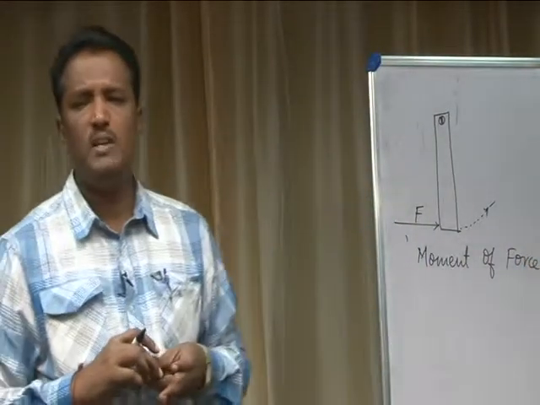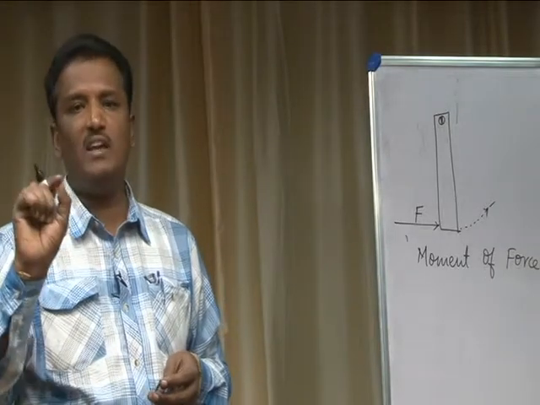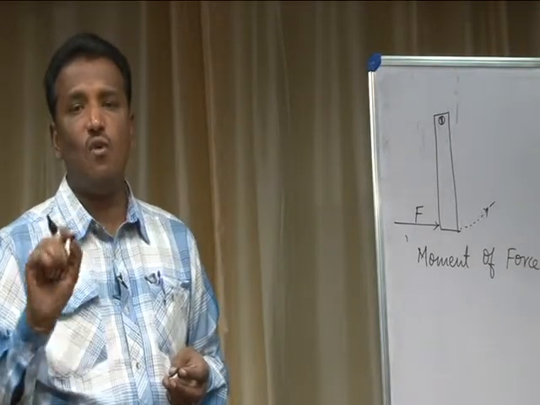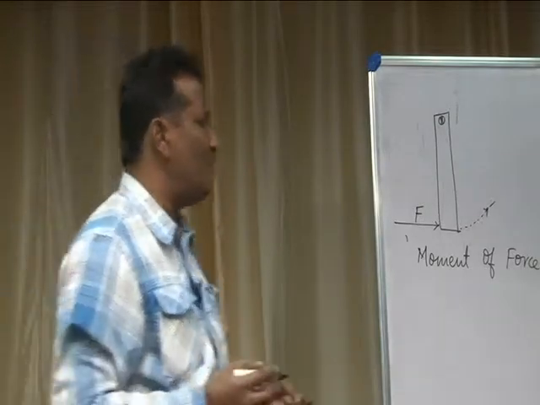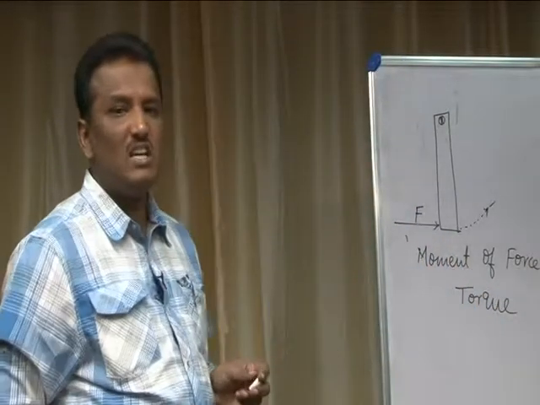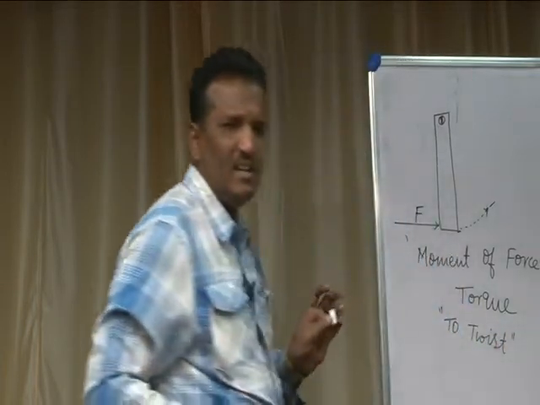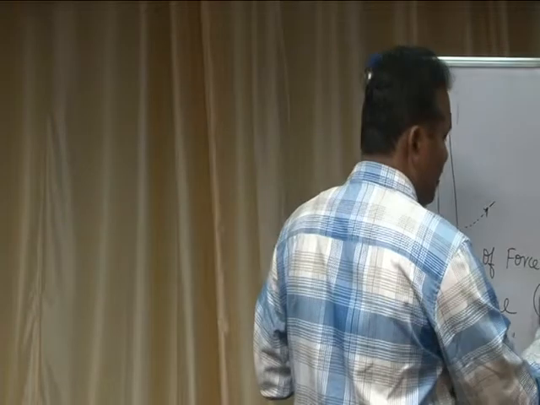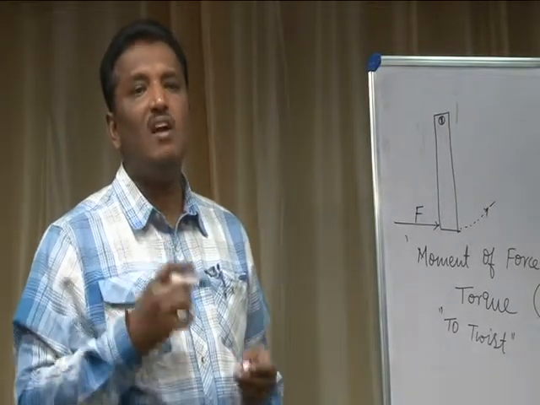So, what does moment of force mean? Simply, moment of force is nothing but a rotating effect due to force. The rotating effect of a body due to the influence of force is called a moment of force. It is also called the turning effect of force. Moment of force is also called by one more name, torque. With respect to literature, torque means to twist. This is the literal meaning according to the Latin language, to twist. Moment of force is abbreviated by the symbol tau. The rotating or turning effect of force is called a moment of force.